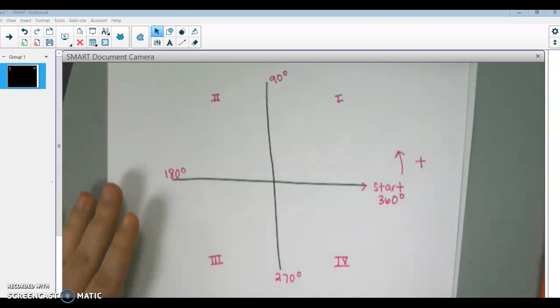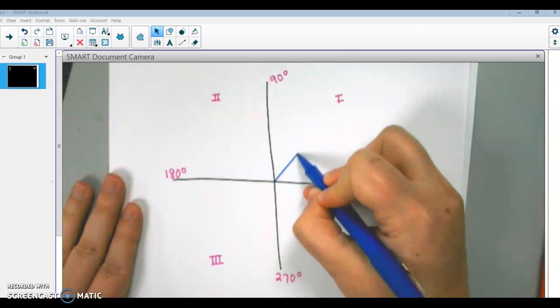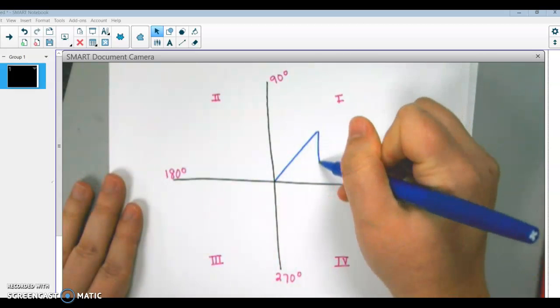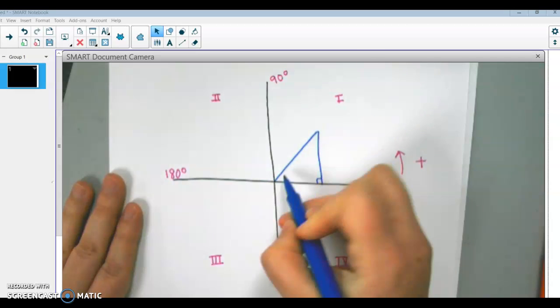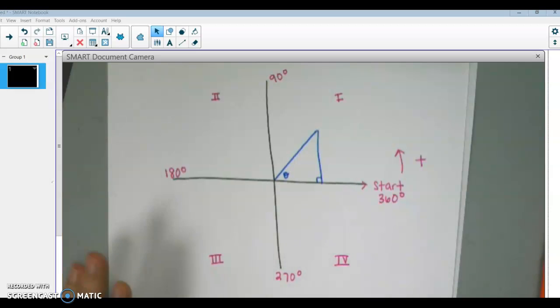So all of the triangles in the first quadrant are just going to be your normal 30, 60, 90 triangle. So your triangle would be positioned like that. All of the triangles that you make should have one of the legs on the x-axis.